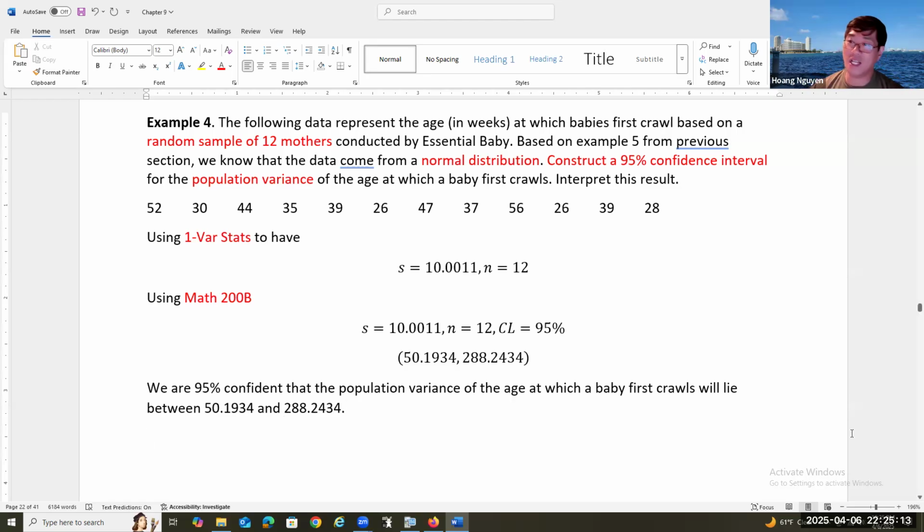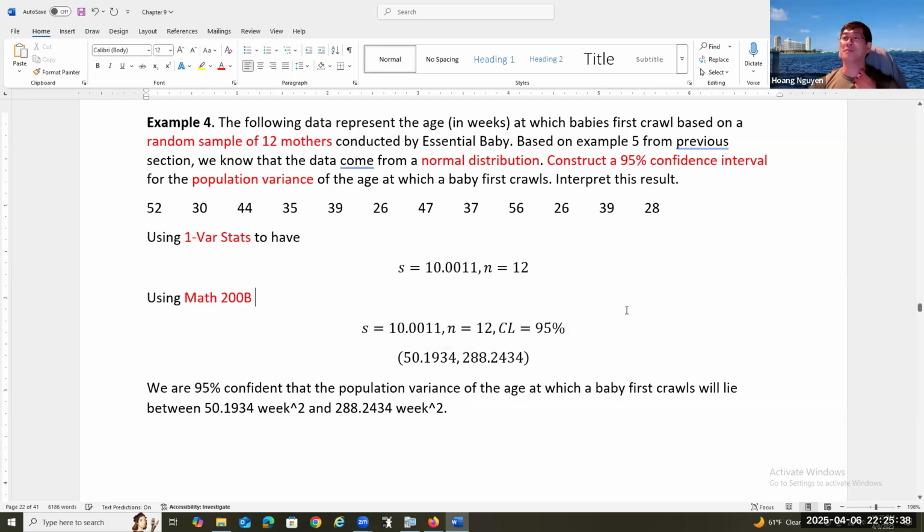Now, just in case, what's going to be the unit for this answer? So this is going to be 50 point what? And then 288 point what? Because this is the variance, we're going to get the unit squared. So this is in terms of weeks, so it's going to be weeks squared. Because this is the variance, that's why we have the unit squared.